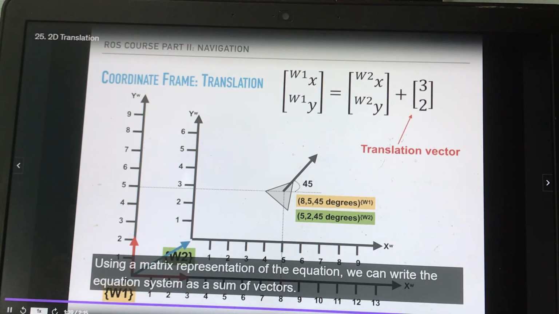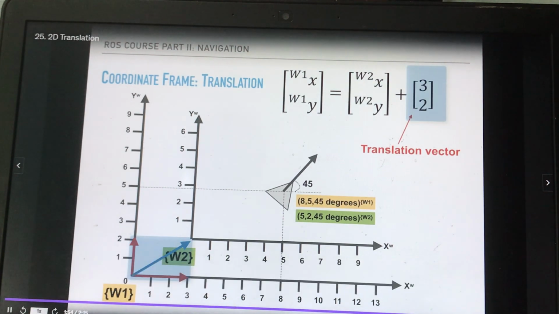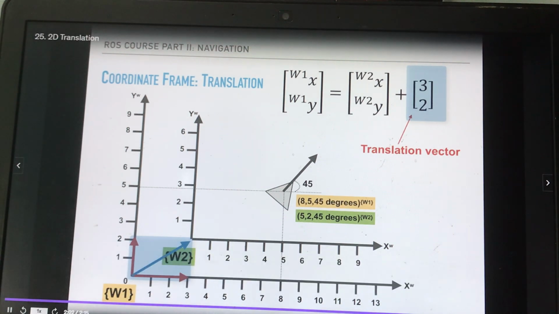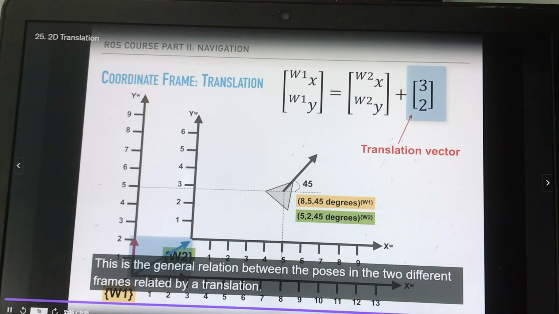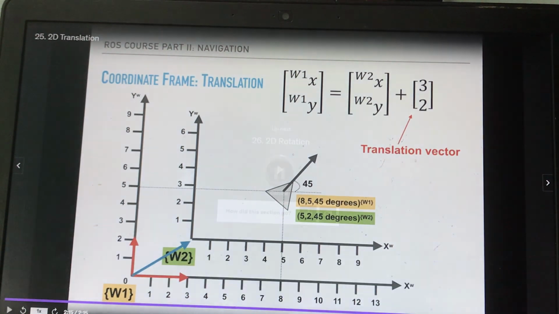Using a matrix representation of the equation, we can write the equation system as a sum of vectors, where the vector xy in W1 is equal to the vector xy in W2 plus the translation vector 3, 2. Observe the translation vector represents the amount of translation between W1 and W2. This is the general relation between the poses in the two different frames related by a translation. Having understood how it works for translation, let us look at the relation between rotated frames in the next lecture.